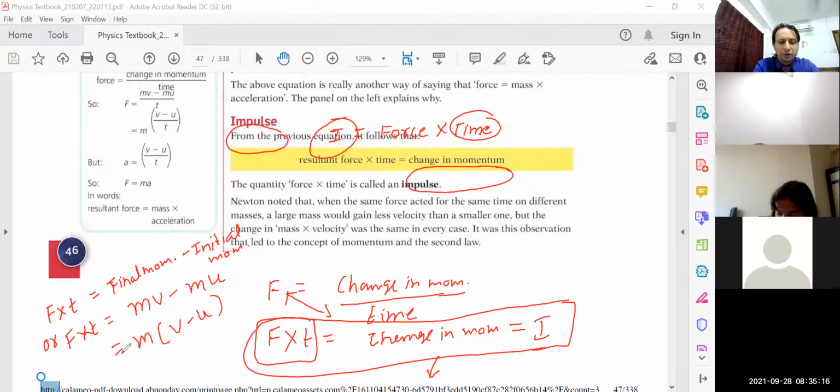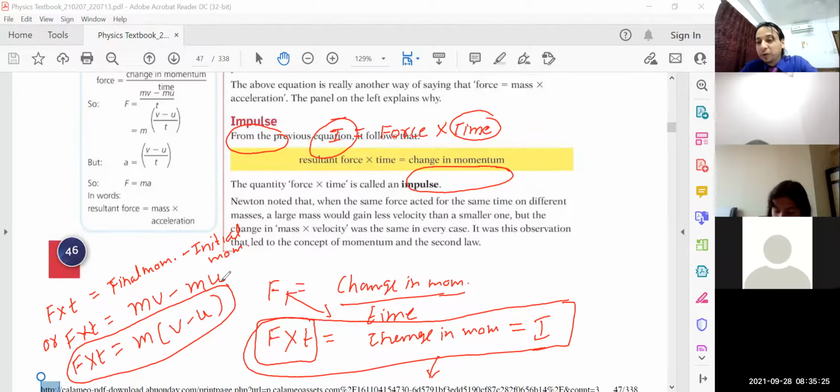All these things you have to keep in mind, children, how the momentum derivation and momentum equations you have to apply while solving questions and numerical problems. So please note down all these equations which I have written here on the screen. F into t is equal to change in momentum. And change in momentum is final minus initial momentum.